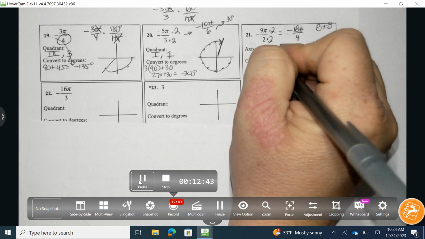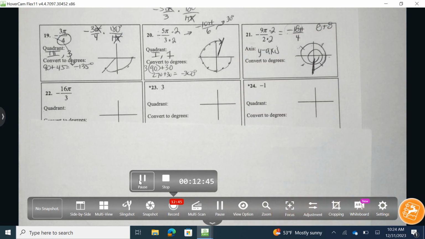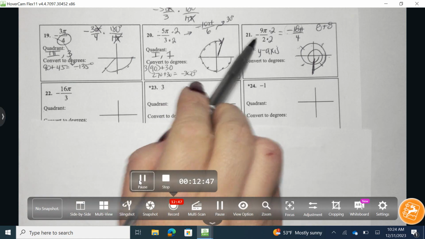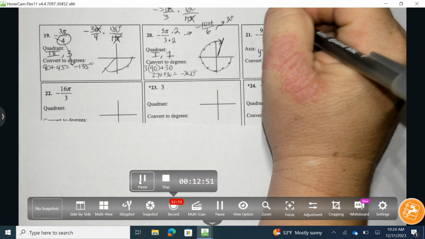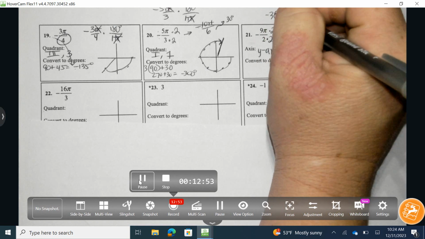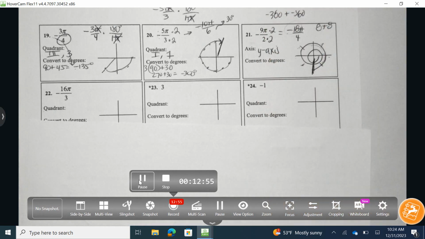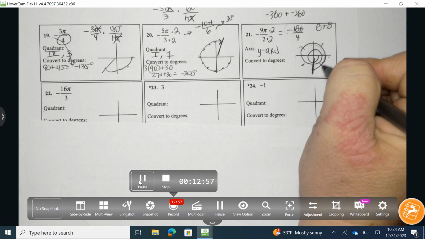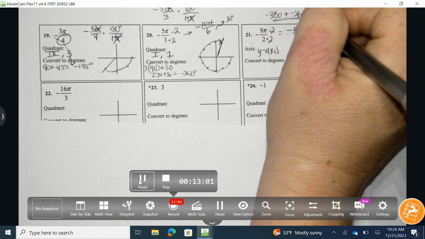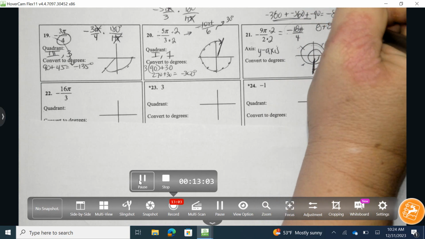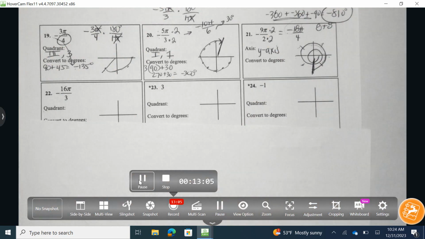So where does it land? It lands on the y-axis, and now I need to convert this. So I have 2 complete revolutions. Well, that's 360 plus 360, and I'm putting them as negative because we reversed it. And then I have a 90 degrees plus negative 90. Now, this is 720, 720 plus 90, negative 810 should be my correct answer.